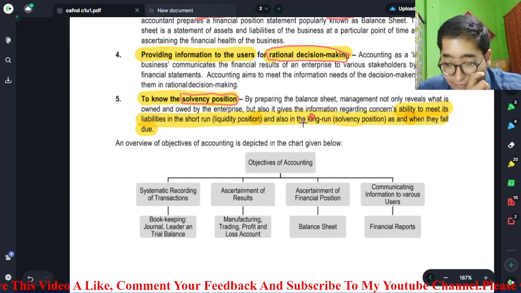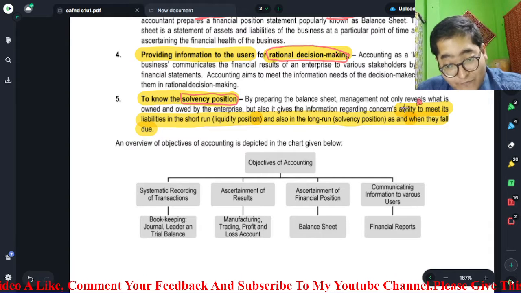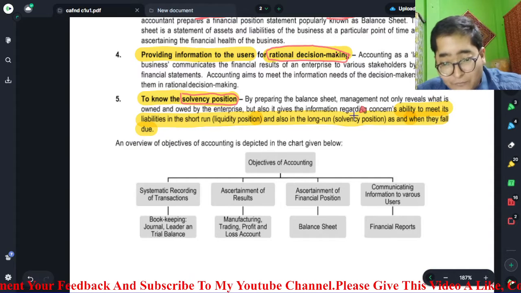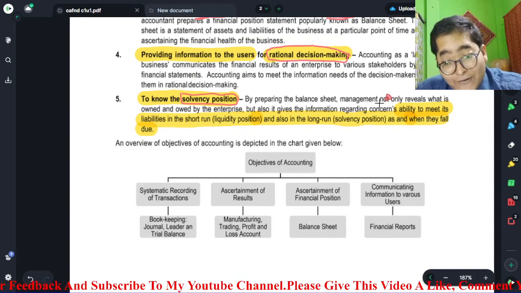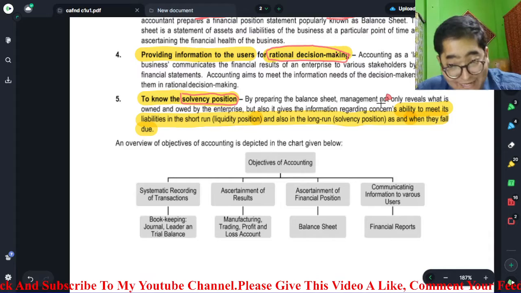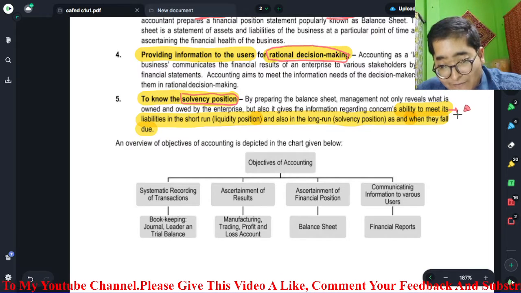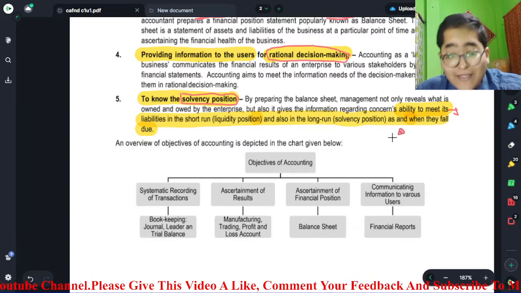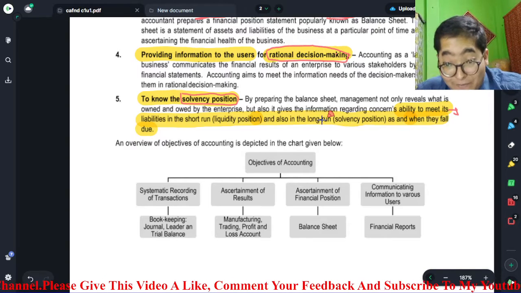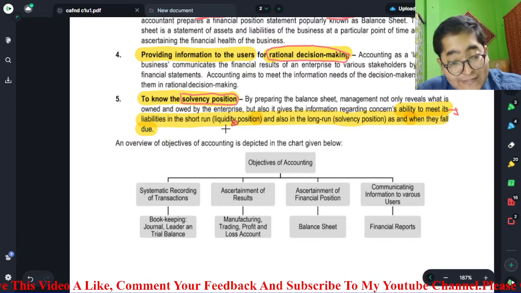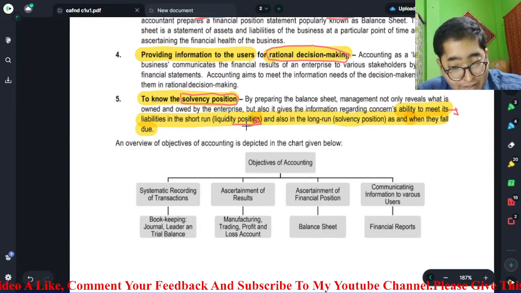Solvency position. So what is solvency position? Now let's read this marked portion. Ability to meet its liabilities. It means the business, right? Yes. Ability to meet its liabilities in the short run. This is known as liquidity position.